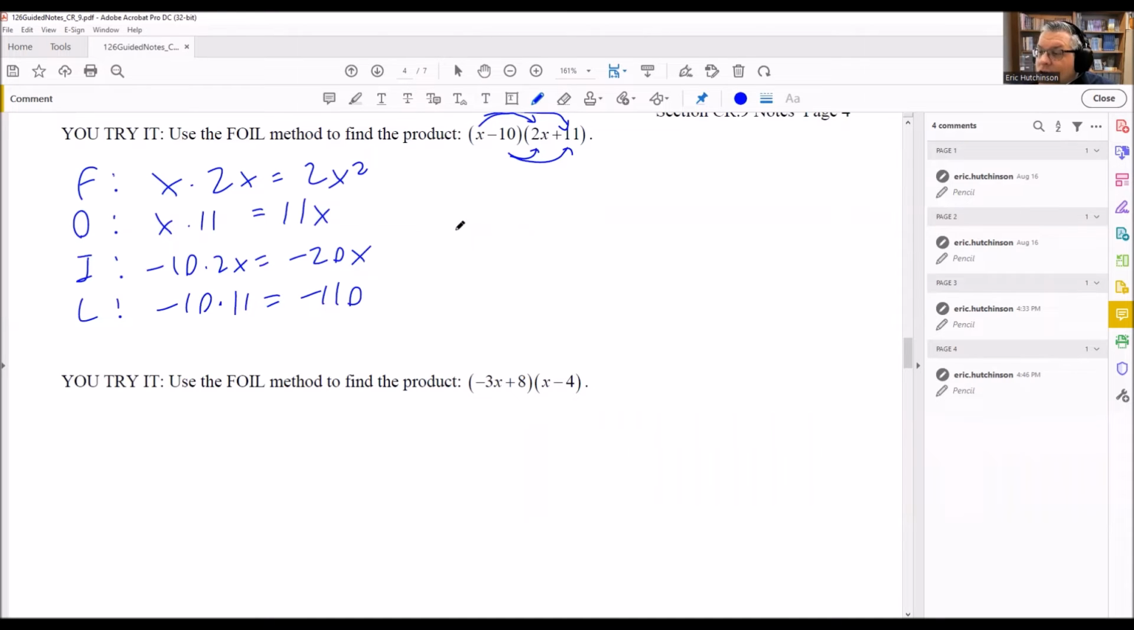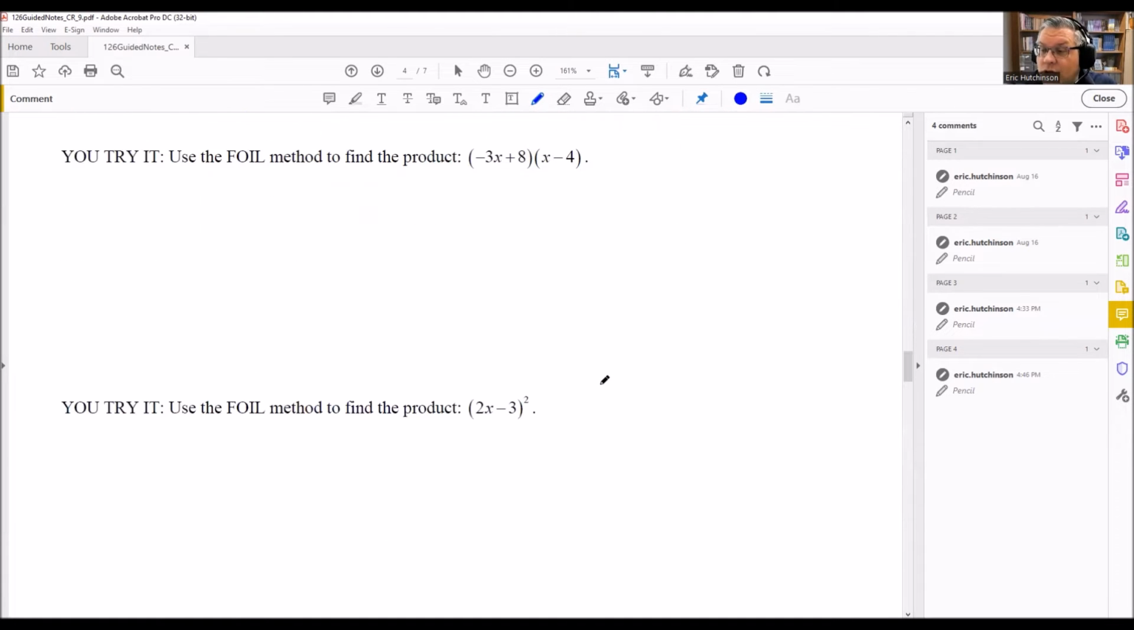We're going to add these together. So when we get our answer, the two middle terms, we're going to add those together. So if you have 11 minus 20, it's going to be negative 9x, and then you have minus 110. That would be your product. So you're basically adding all this together. If there's any like terms, you can combine them together when you write your answer.